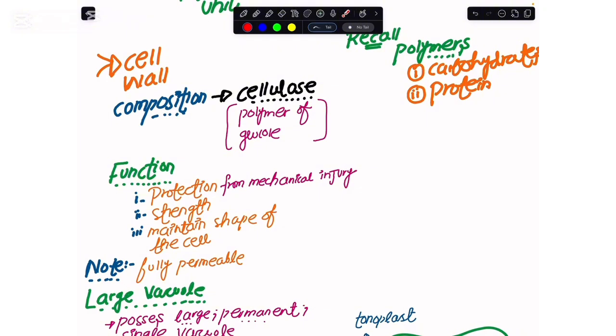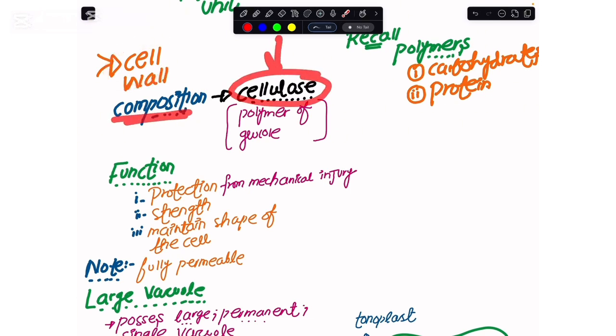But as far as the plants are concerned, these plants lie in the external environment where they have to be exposed to a lot of harsh conditions: the wind, being hit by an animal, the rainfall, and a lot of sunlight. So the cell wall is composed of cellulose.